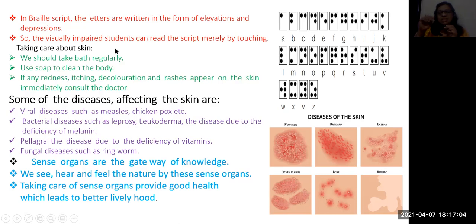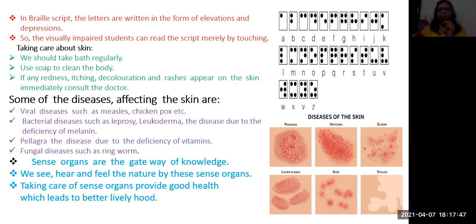And I think you know that there is a Braille script. That is because of touching only. Those who are blind persons, they will go for this Braille script. I think you know it, isn't it? So I am giving here the alphabets. So when they touch one swollen part, because they are having elevations and depressions, according to the elevations and depressions, they will understand what the word is and what the sentence is. So this is the type of elevations and depressions which the Braille people will use.